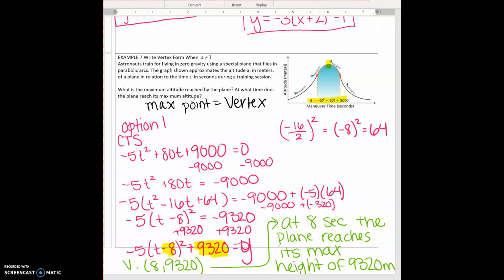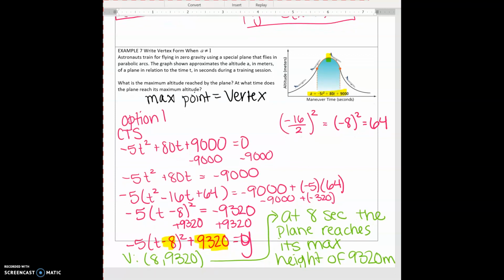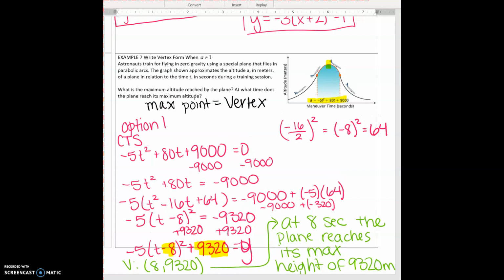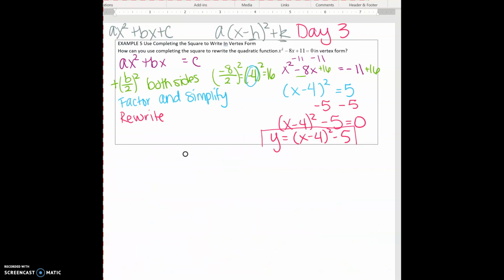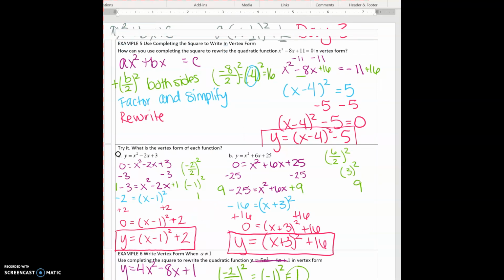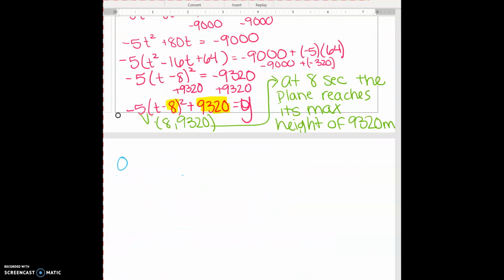Okay. So that's how to find the vertex using complete the square, but we know another way that we've done before. So option 2 is a little bit of a review from a while ago when we said we could look at a standard formula and we could do x equals negative b over 2a to find the x part of the vertex and then plug that in for the y.